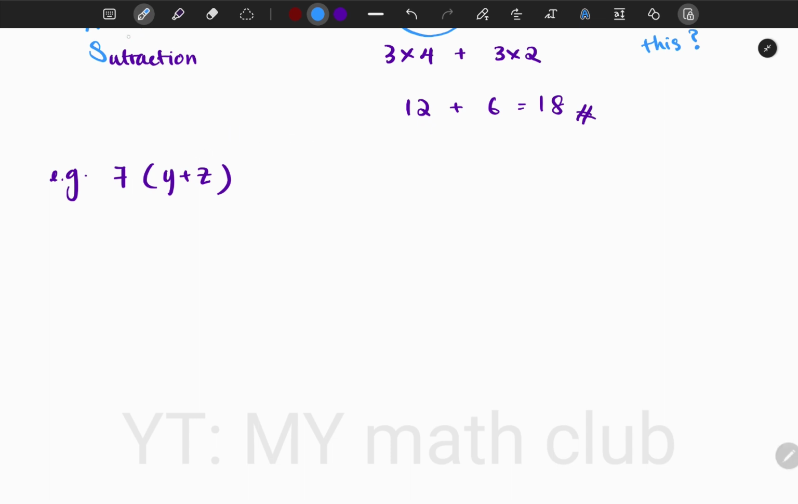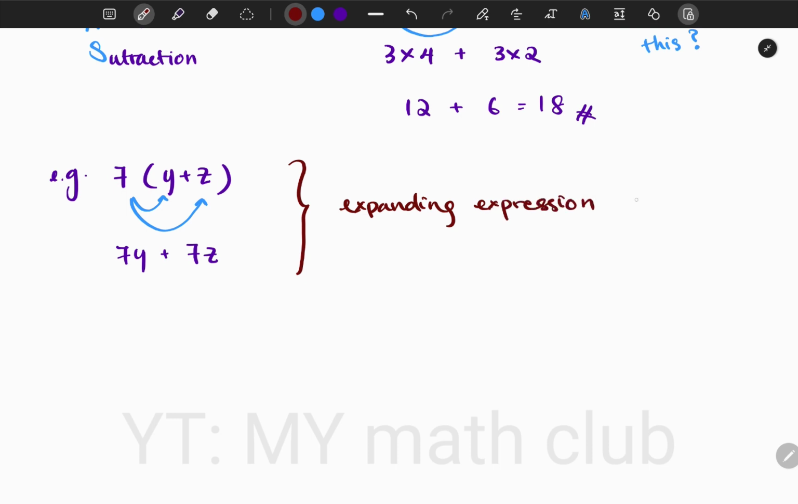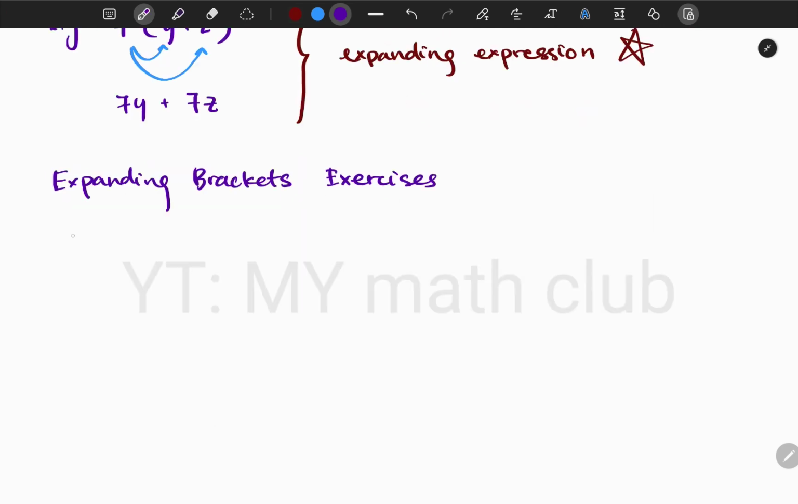Unless we make use of the other technique just now, and we distribute the 7 to multiply both terms, which at least we were able to simplify into 7y plus 7z. This technique, where we distribute the multiplication terms in the bracket, is called expanding expression. And it's especially useful when working with algebraic expressions that involve brackets. Let's try a few exercises to practice this technique.